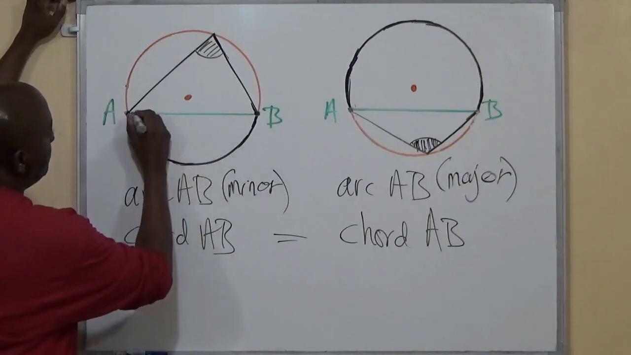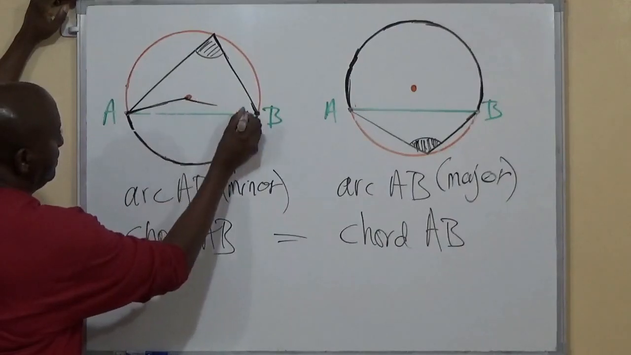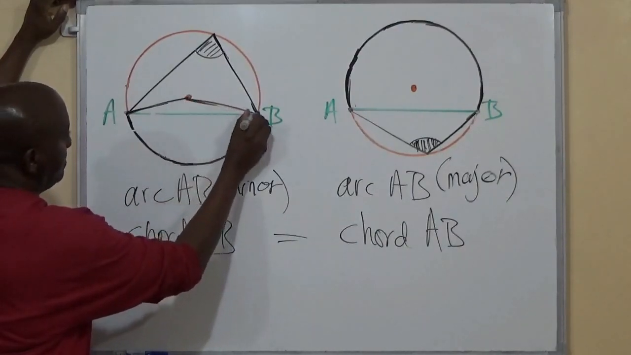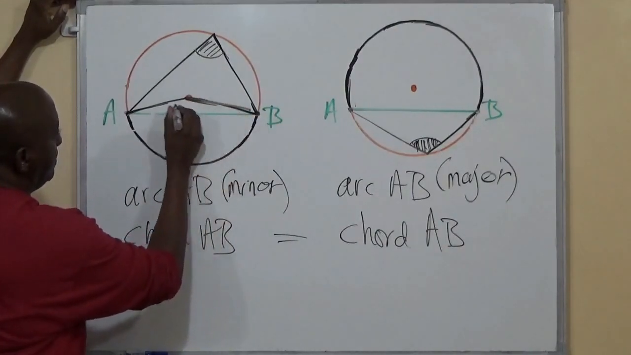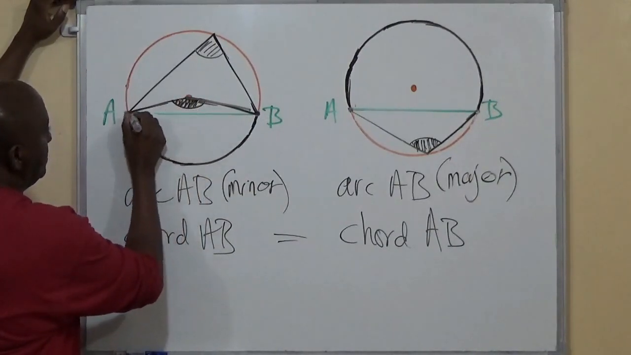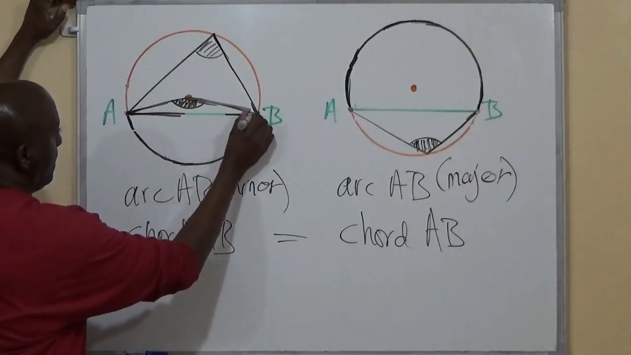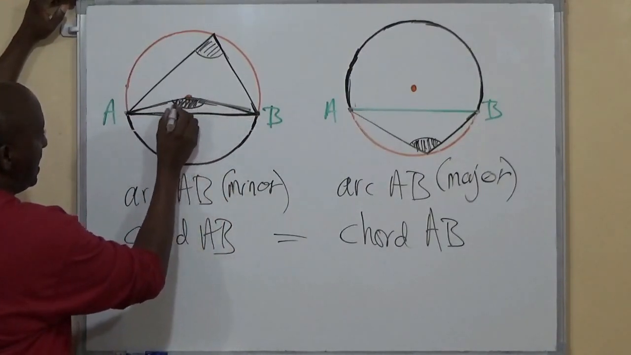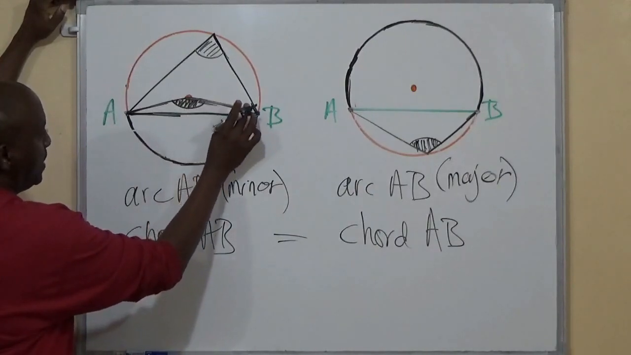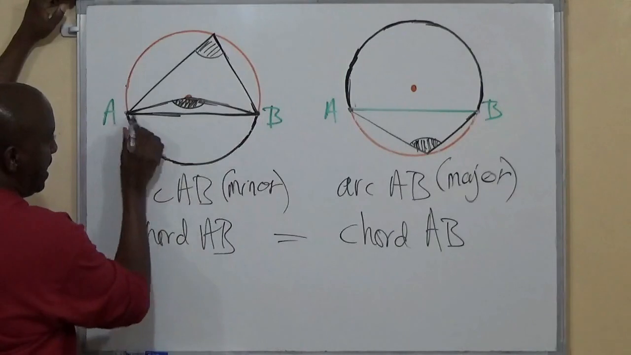This chord AB could subtend an angle at the center of the circle, which would be here. So in other words, this chord AB, which I will blacken here now, subtends an angle at the center, and we could also describe that angle as having been subtended by the minor arc AB.